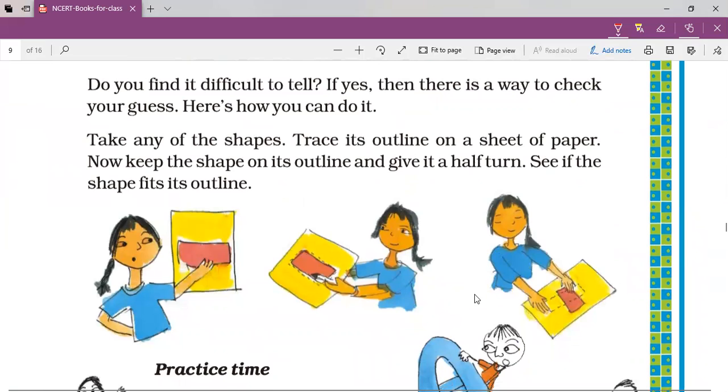They have also given here that you can trace the outline of the shape on a sheet of paper. Now keep the shape on its outline and give it a half turn. See if the shape fits on its outline. Obviously, when you keep the shape on an outline and give it a half turn, it will fit on its outline again.